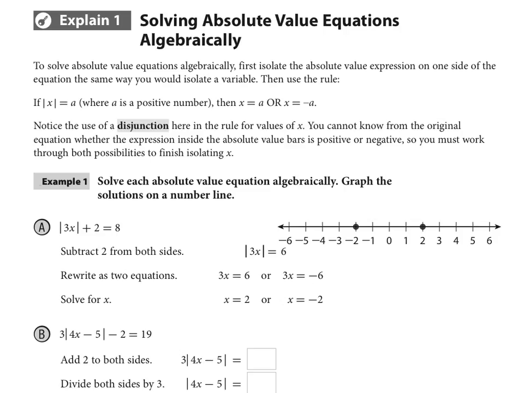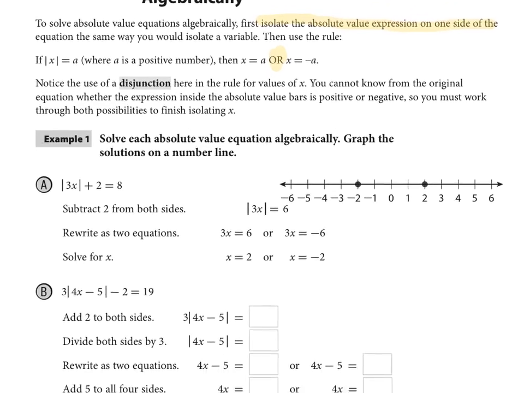On the next page, I'm going to show you how to solve absolute value equations algebraically. The first step is always to isolate the absolute value expression on one side of the equation. After you have isolated the absolute value expression, we're going to rewrite it as two separate equations connected by the word or. Your math book calls this a disjunction. You know the word or from English class as being a conjunction. We're going to go down here to example 1, and I'll show you how this works.